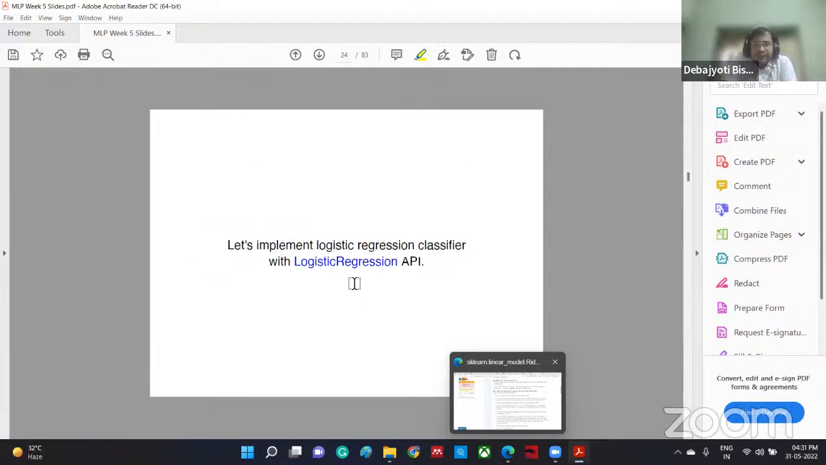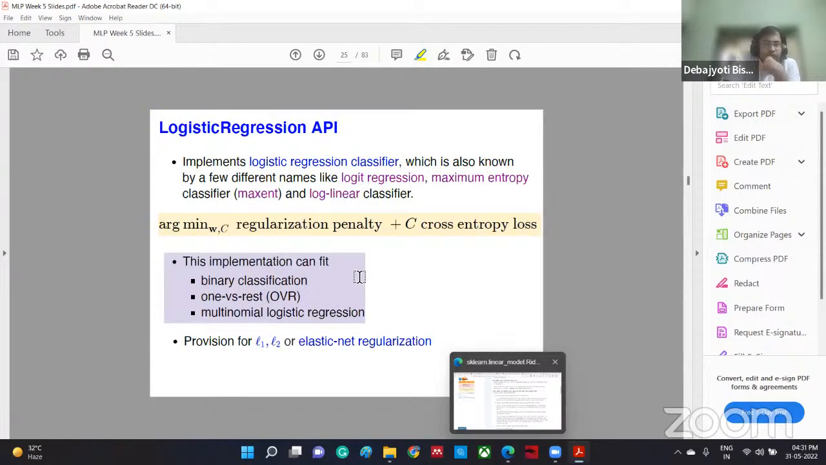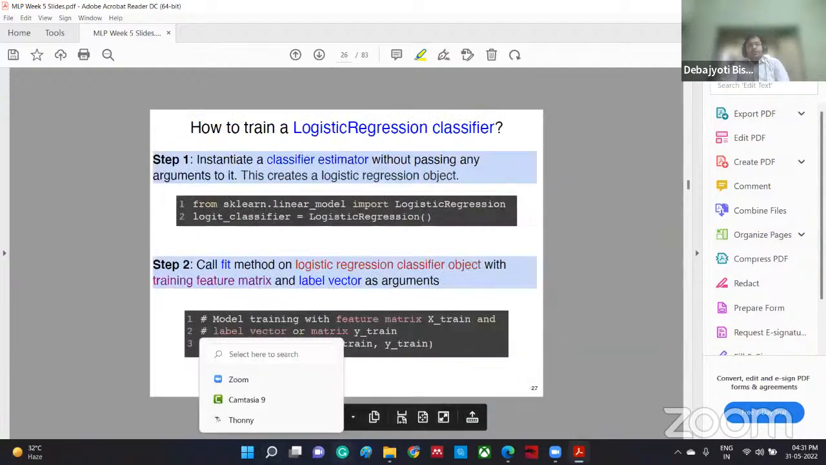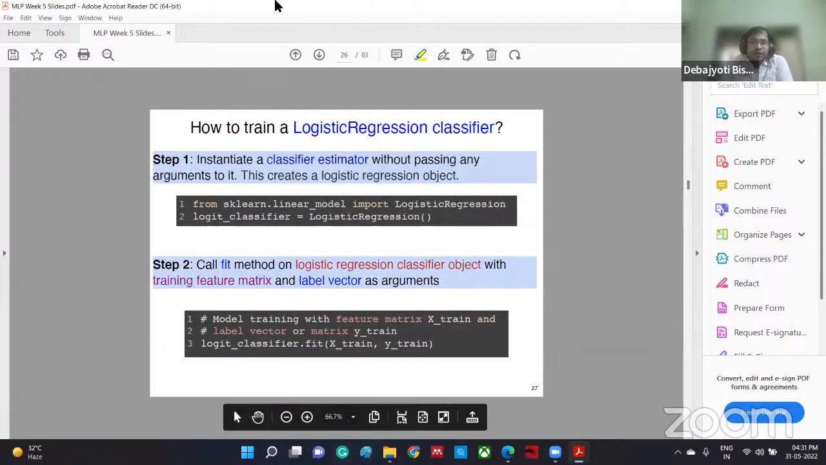Other than that, we have the logistic regression classifier, which uses the logistic regression API. It implements the logistic regression classifier, and it can fit one versus rest binary classification and multinomial logistic regression. But let us see what else is important here. These code snippets may be important for you: how to train a logistic regression classifier. You have to instantiate a classifier estimator, and you have to fit it on the training set.